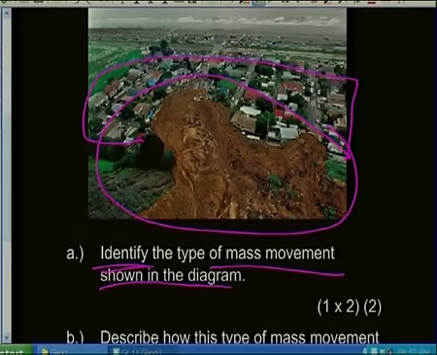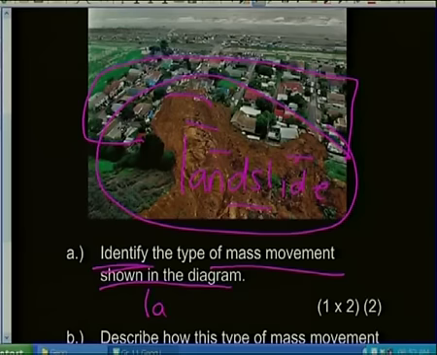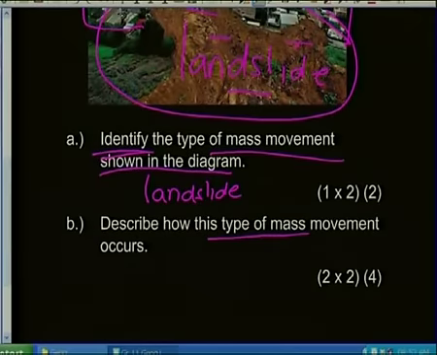It can either be a mud flow or a landslide. In this case, it has to be a landslide. The reason is because by observing the nature of the soil, we are able to determine that the soil is much drier. Only when water is existent in the soil does it become a mudslide or a mud flow. So the answer here is landslide. Describe how this type of mass movement occurs.